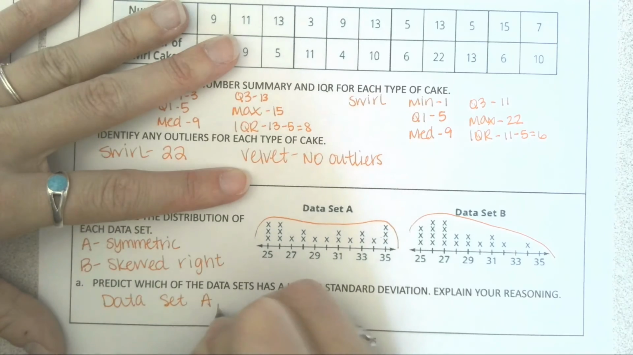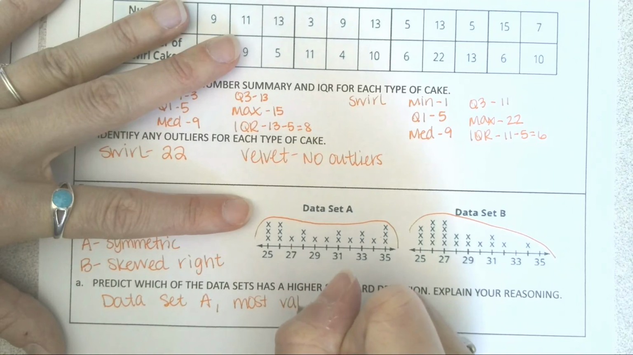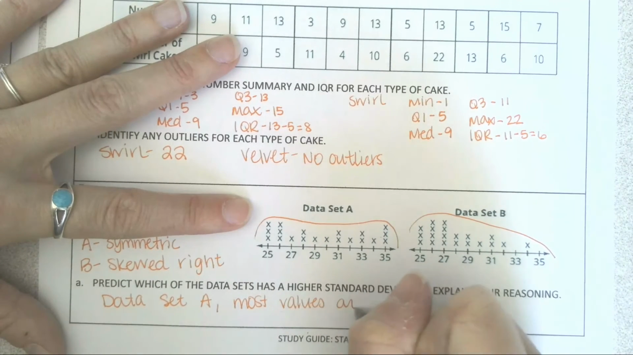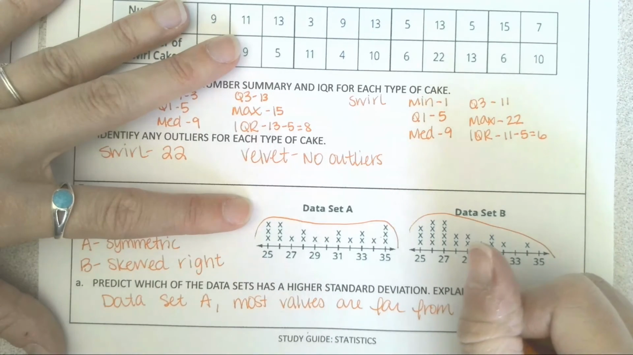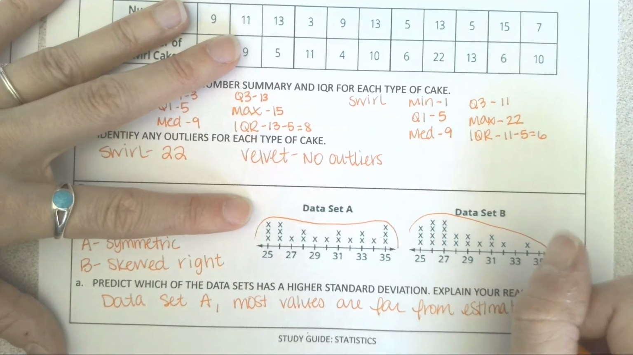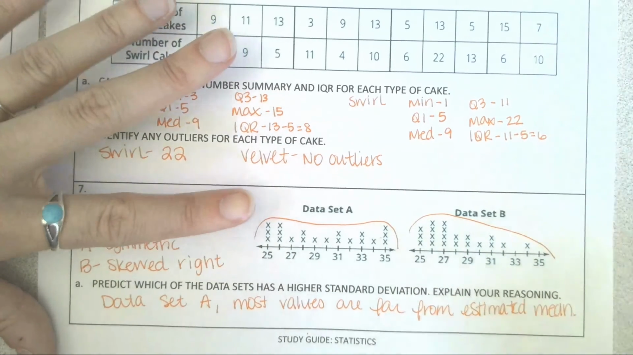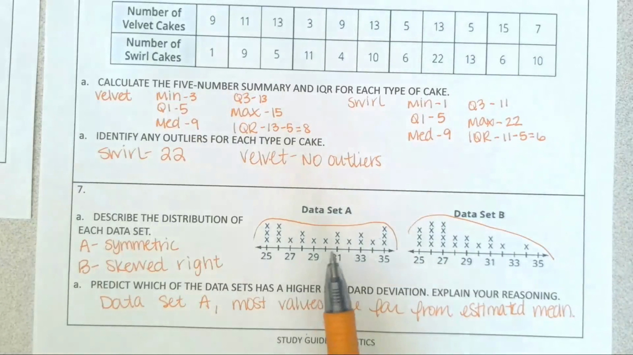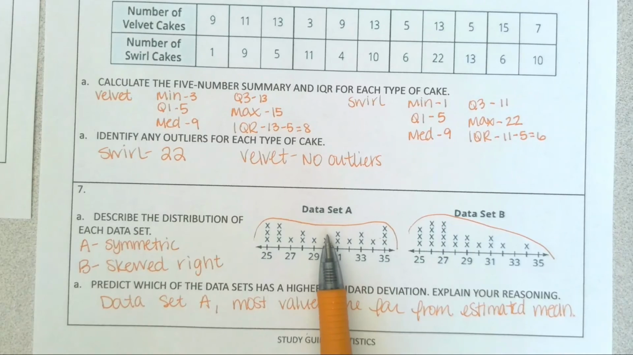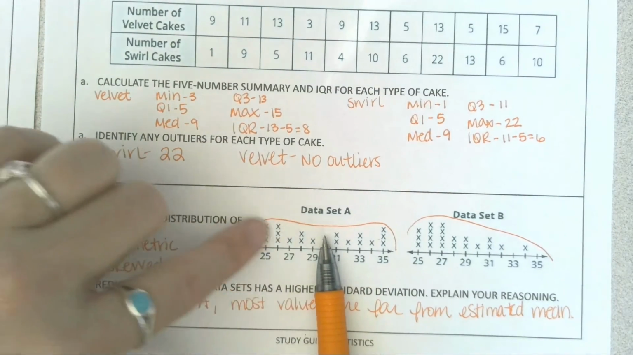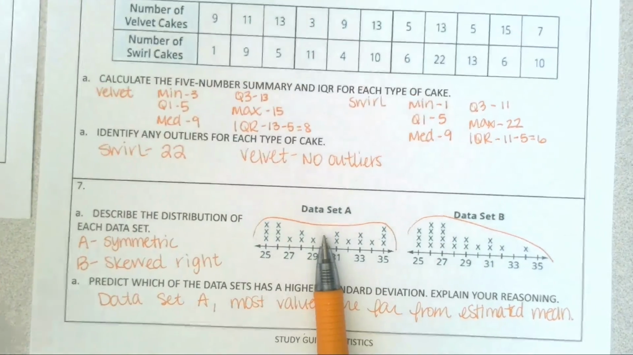And the reason is because most values are far from the estimated mean. And again, it's because your mean or your average is going to be somewhere pretty close to the very middle of this, but the majority of the points are on the ends, the furthest away, rather than very, very close.